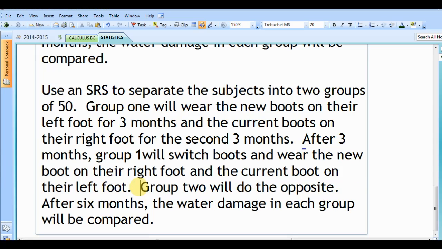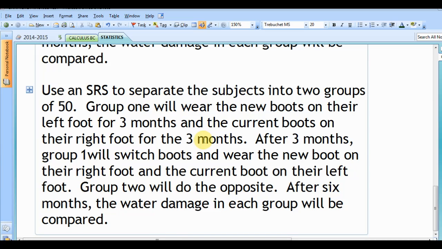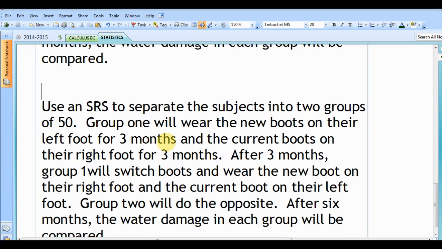Group 1 will wear the new boots on their left foot for 3 months, and the current boots on their right foot for the second 3 months. Good. Thanks. And that's also match pair own control. That's another match pair own control. This was actually the one that they hoped that you used.